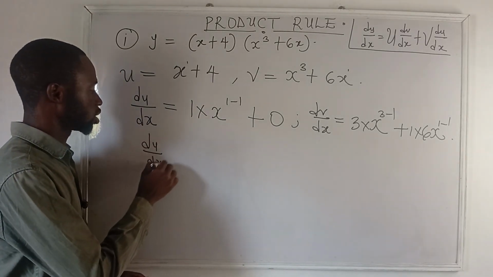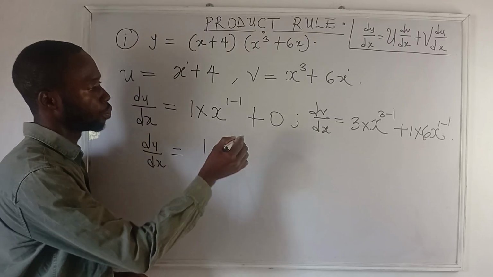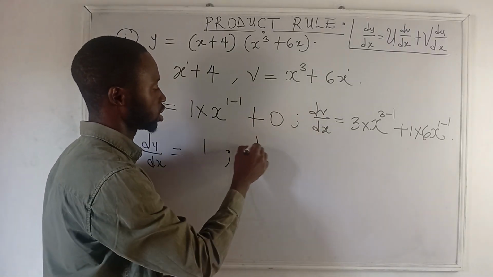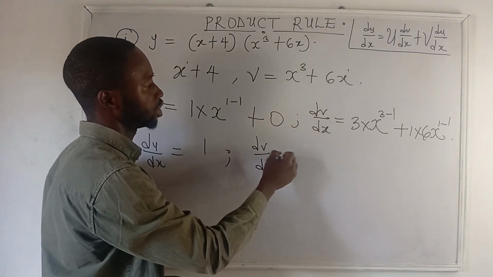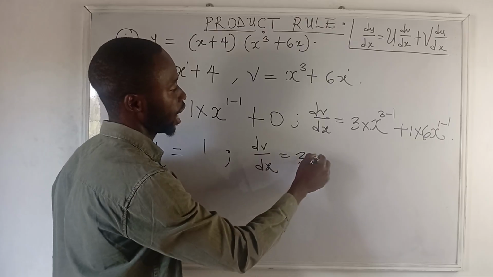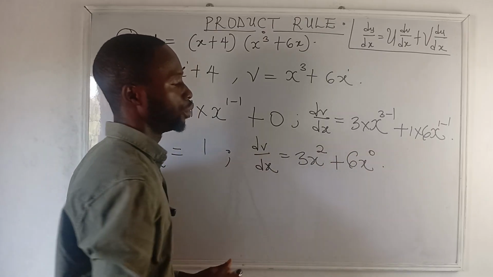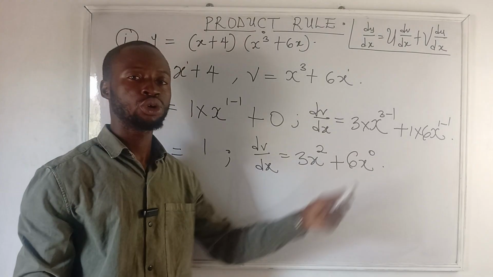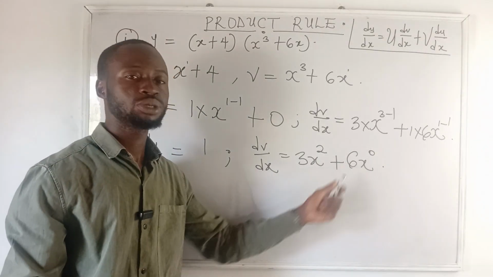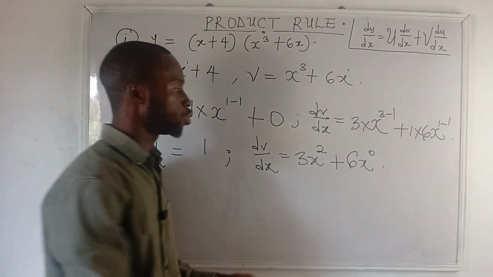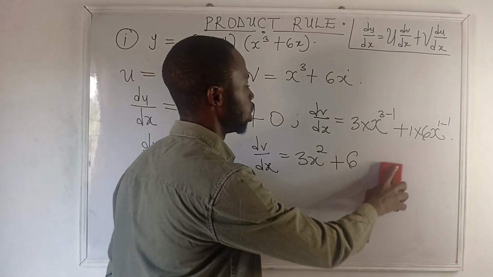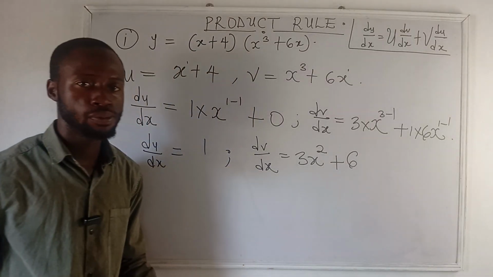Du dx is 1, comma, then dv dx will give us 3x squared plus 6x raised to the power of 0. And 6x raised to the power 0, of course, is also 1. Then 1 times 6 will give us what? 6. So we could conclude that the answer to this here is 3x squared plus 6.